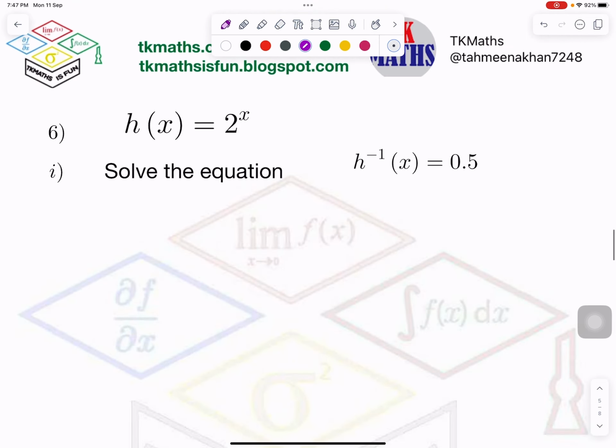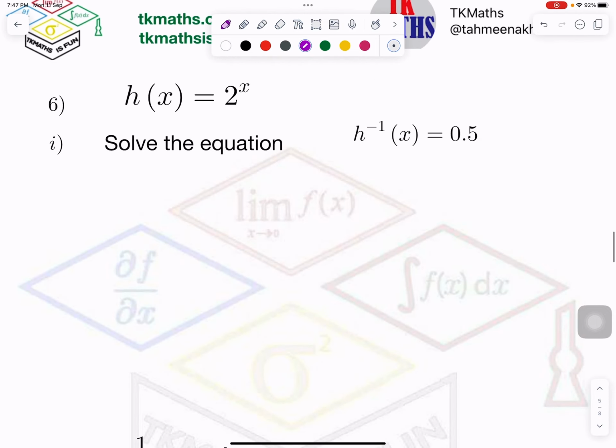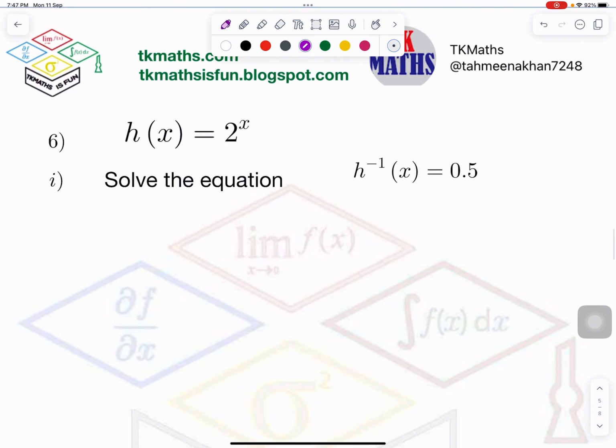Now let's see this one. Question number 6, which is the last question. It has two parts. So h of x is equal to 2 power x given to you. And this is what you have to solve. So to solve this, you need to find out what is h inverse x. And I will also tell you another way of solving it without finding h inverse x. Okay. So let's see, can we find h inverse x easily or not.